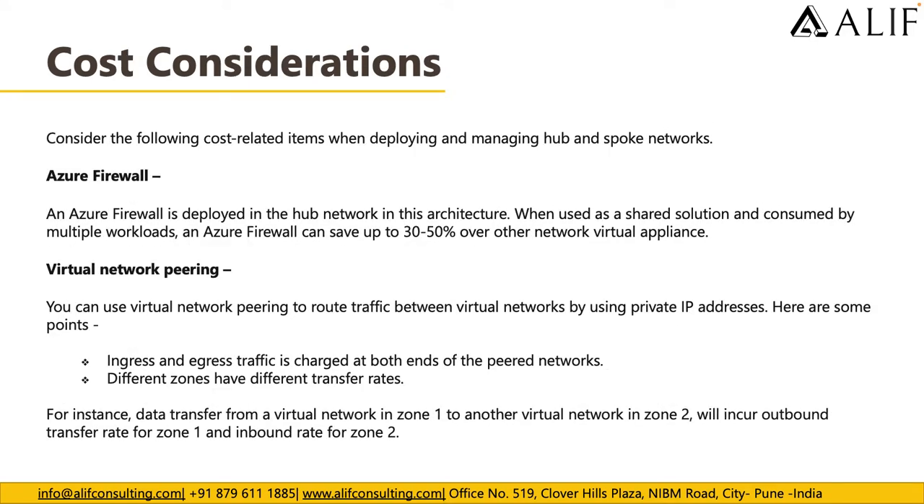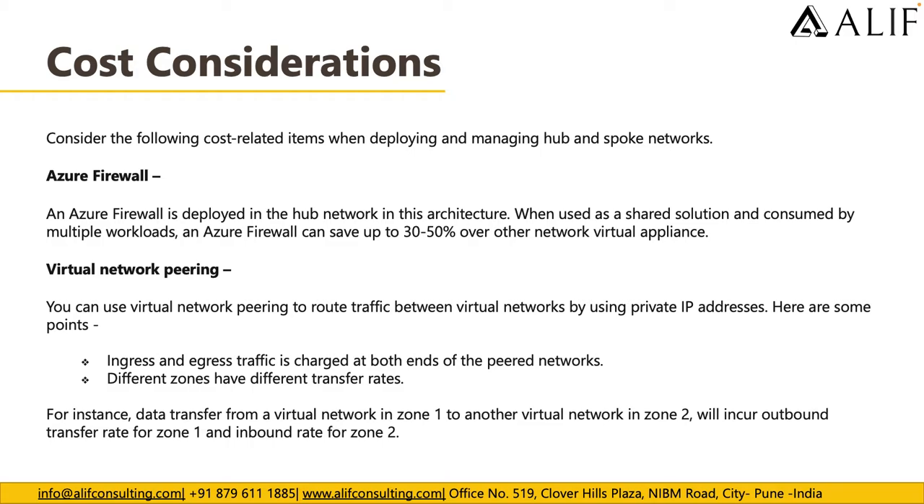Well, what are the cost considerations for hub and spoke? For the networking itself you are not going to pay anything, but there are still a few services for which you might get charged. One is the firewall, and the second is the virtual network peering. Third is the Bastion which you have deployed, and fourth is the Azure Virtual Network Gateway which you have deployed. So these are the four resources which will be charged. At the same time, you need to think about how the sizing is going to happen, right?